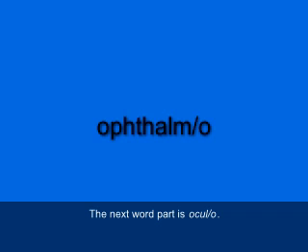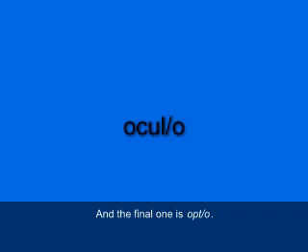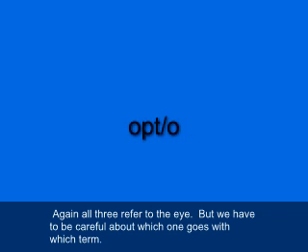The next word part is oculo, OCUL/O. And the final one is opto, OPT/O. Again, all three refer to the eye, but we have to be careful about which one goes with which term.